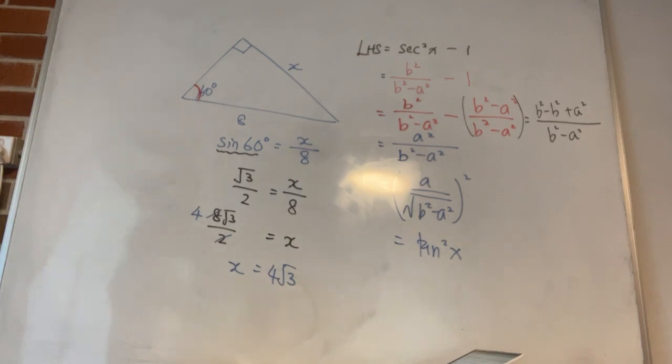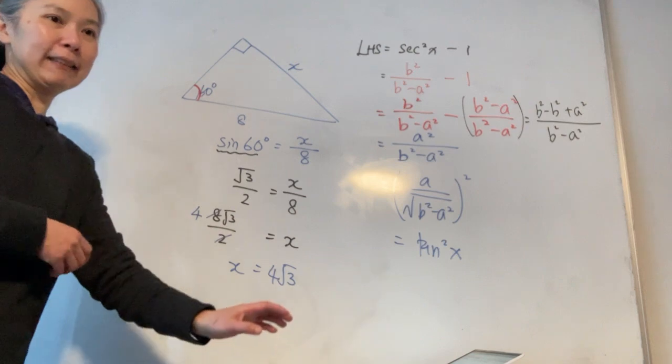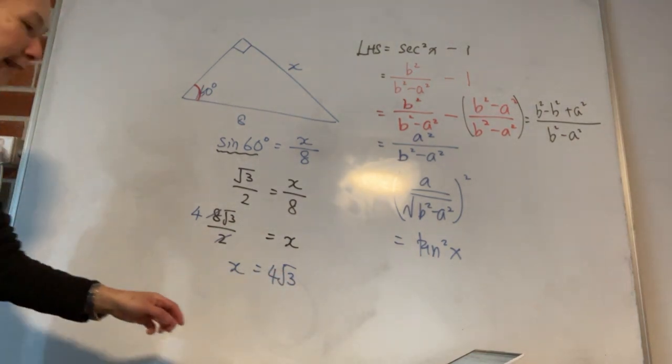Okay, question B I want to try as a homework because it's going to be similar. Let's jump to question C. Question C, you have 2 triangles joined together.